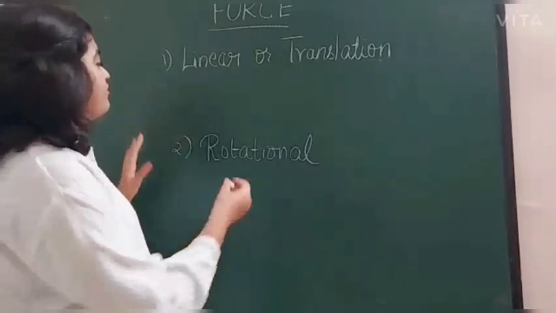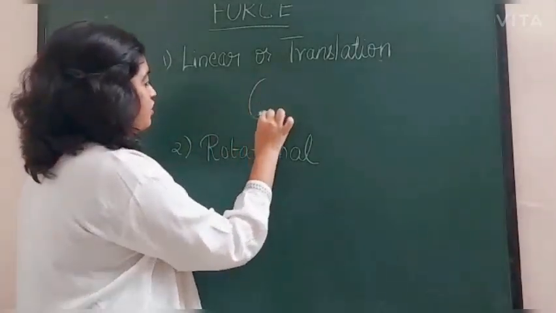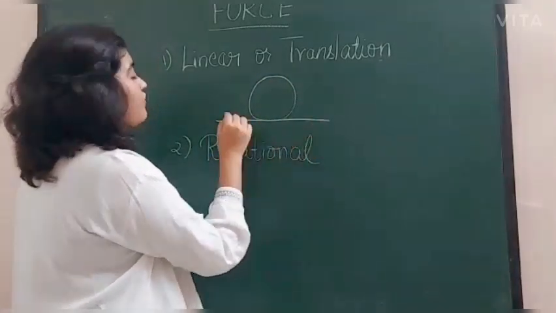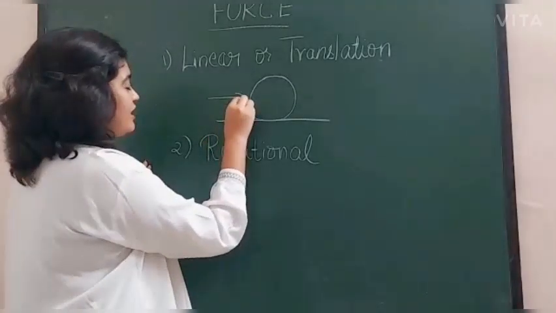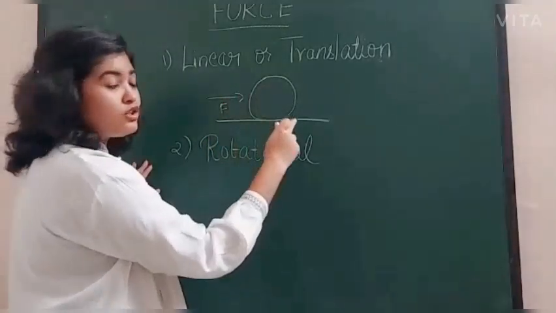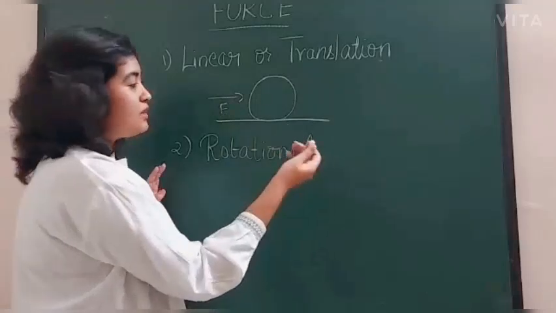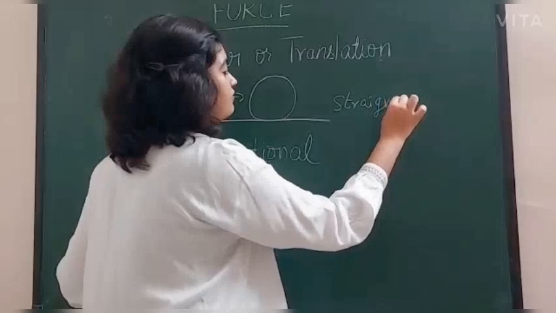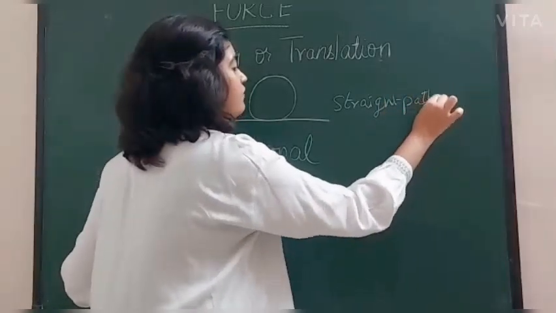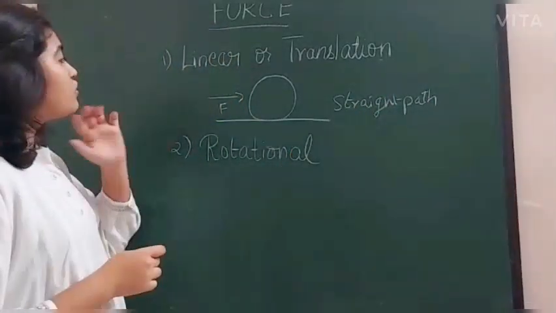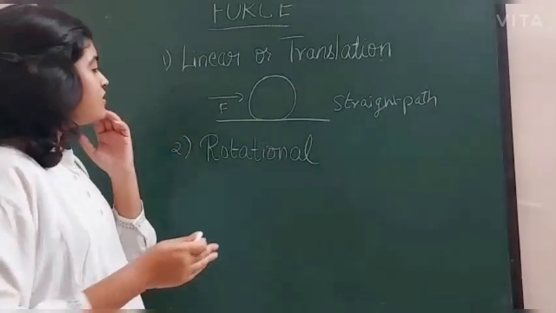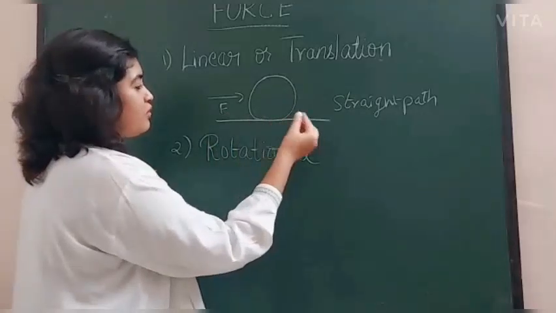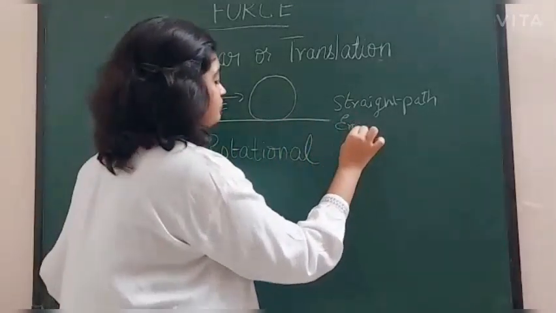So linear means, as the name suggests, so if we take an object over here, suppose we take a ball. So when we apply force on this ball in this direction, we see that the object moves in a linear manner, which means in a straight path it goes on moving. So that's why the motion is termed as linear or translational, which is the object moves in a straight path when the force is applied over here. For suppose the example over here is ball.